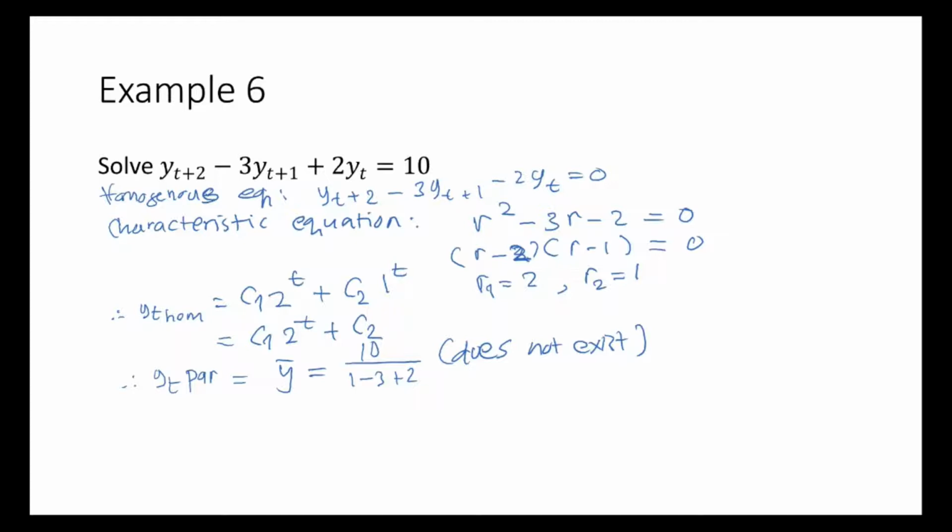So here on the right hand side, b_t is equal to 10, and of course this we can view as a polynomial of degree 0. So then we can assume y_t to be A0.